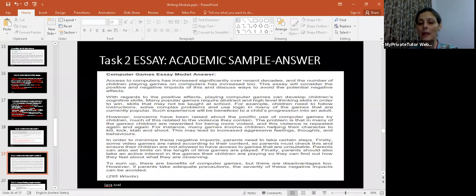Finally, parents should also take an active interest in the games their children are playing so they can find out how they feel about what they are observing. I've given the example with my suggestion, with my opinion.